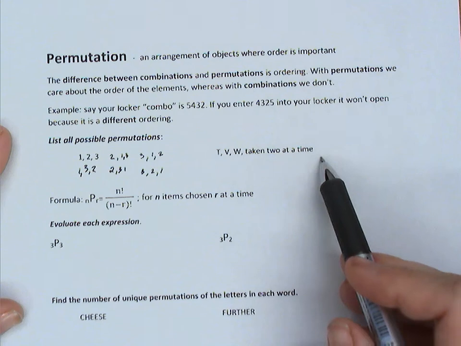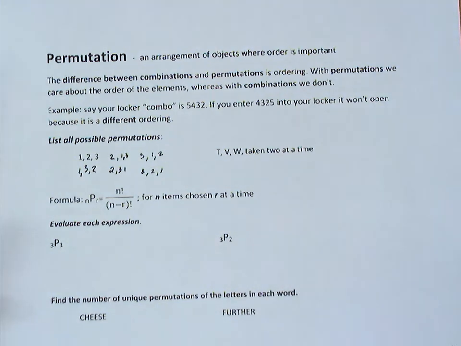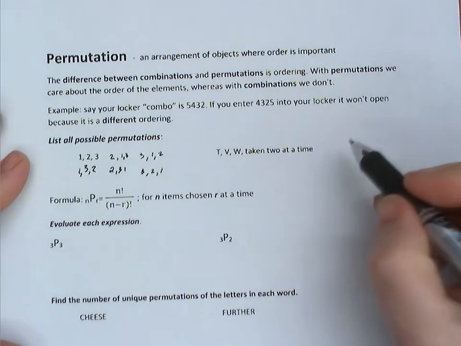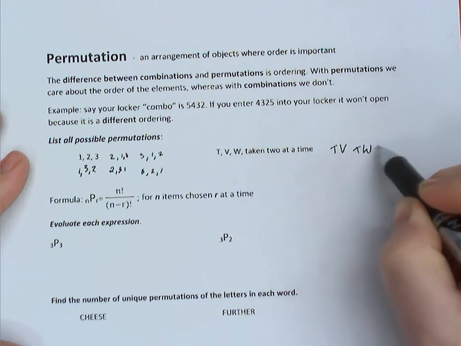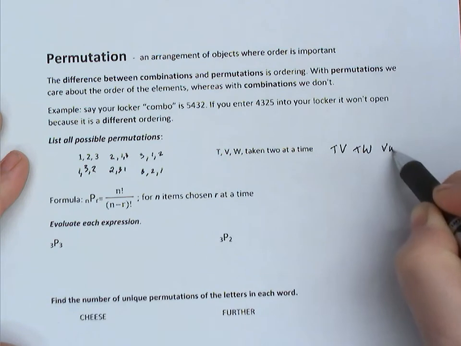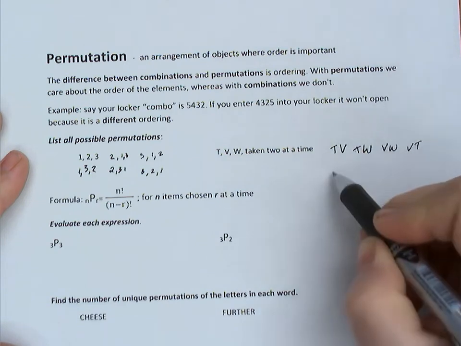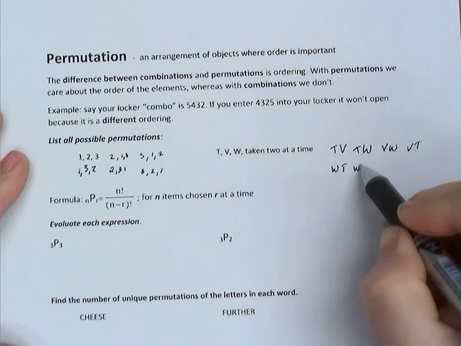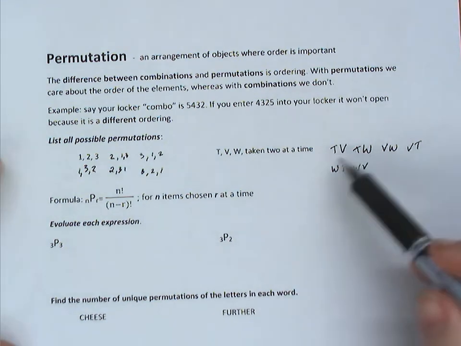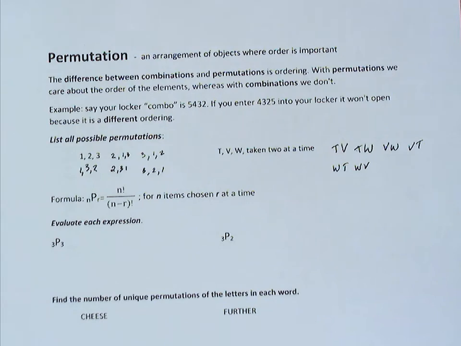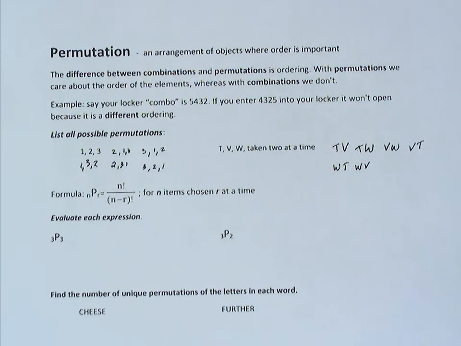Again, you're going to do that with these two. Take a second. Give it a shot. Pause your video. Did you get TV, TW, VW, VT, WT and WV? Of course, your list doesn't have to be in the order of my list, but they all have to be there. Okay, so now we're looking at permutations.